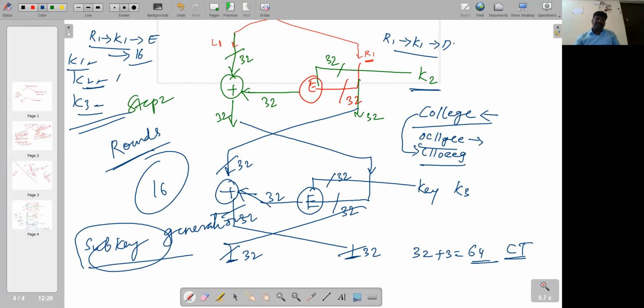I can use another key for round 2. For R2, I can use K2 for encryption, but I need to use the same key K2 for decryption of round function R2. This is symmetric encryption. I hope this is clear. This is the concept behind the Feistel cipher encryption technique. If you are clear with this, we'll move further. Any difficulties?